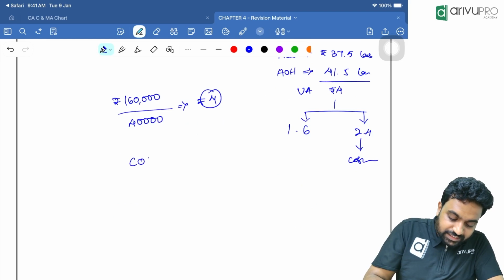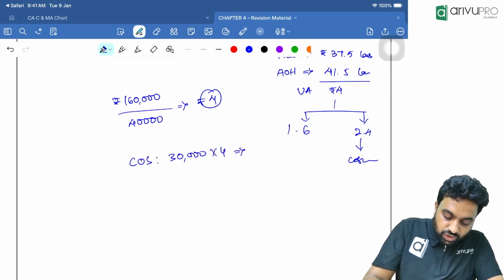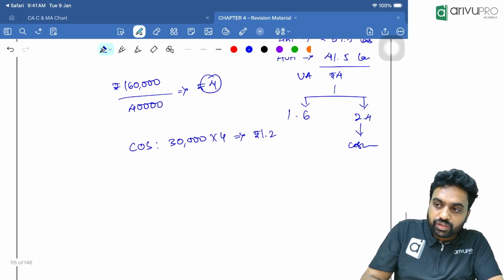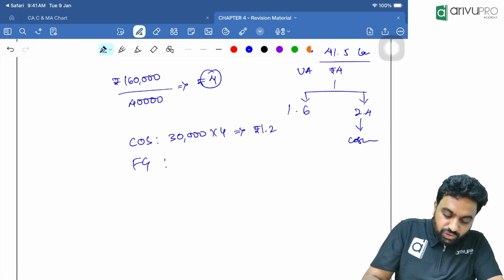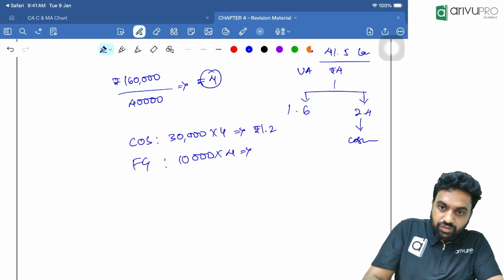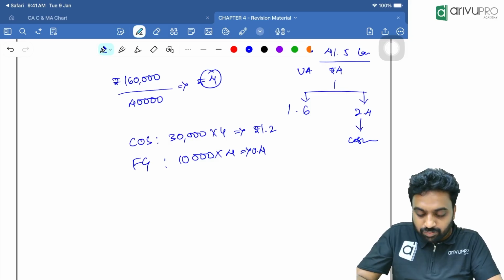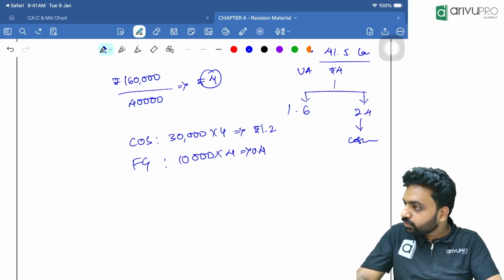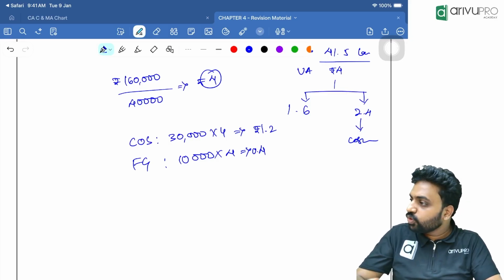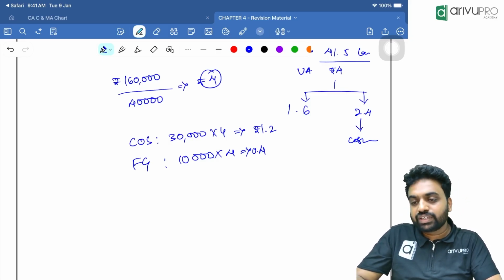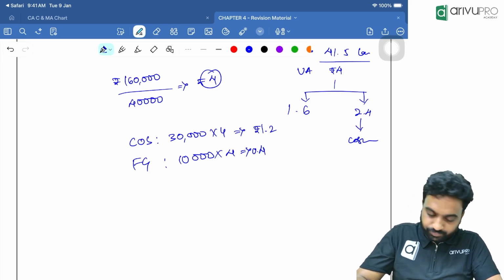So for the sold units, it will go to cost of sales. 30,000 into 4, which will go to 1.2. And your closing stock will go to finished goods account, which is 10,000 into 4, which is 40,000. Got it? Entry will be cost of sales 1.2, finished goods 0.4 lakhs, costing P&L 2.4 lakhs, to overhead control or under absorption 4 lakhs. Got it?